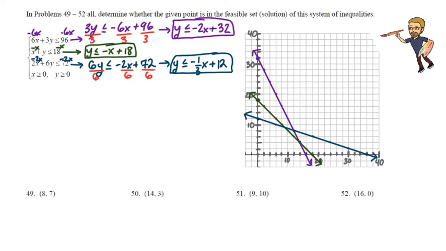All right, and then before we get into this mess of shading, let's handle these two sneaky inequalities right here. x is greater than or equal to 0, y is greater than or equal to 0. So I'm going to do both of those in gold, this gold color. And remember, we're going to shade false when we do our shading.